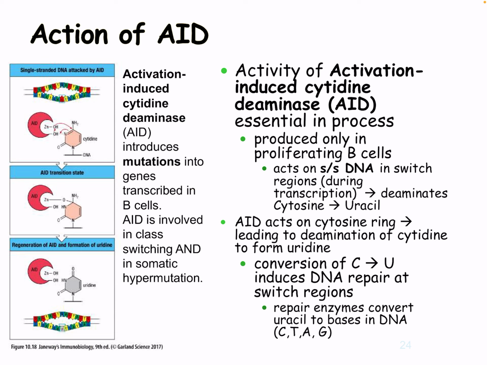So the action of AID. Again, AID is activation-induced cytidine deaminase. It's essential. It is produced only in proliferating B cells and acts on single-stranded DNA in switch regions. During transcription, this deaminase, hence its name, converts cytidine into uracil. So as we know, we have our DNA, C, G, T. That's not the correct order, but anyways, we have our C's changed to U, as we can see here.